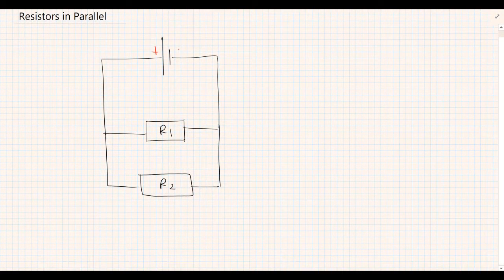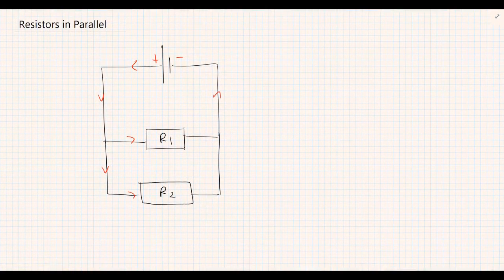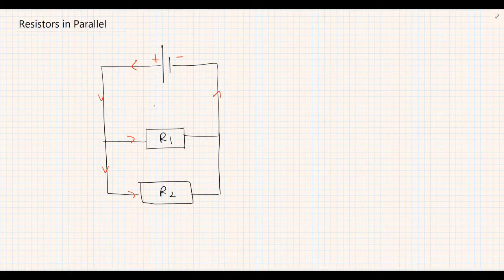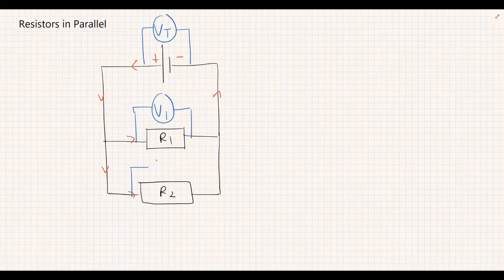We've got a current that's flowing around our circuit, positive, negative terminal. Conventional current flows around from positive to negative. And we're also going to add some voltmeters to the circuit as well. So we've got a voltmeter here across the supply, that's VT, the total voltage in the circuit. We've got a voltmeter V1 across resistor 1. We've got a voltmeter V2 across resistor 2.